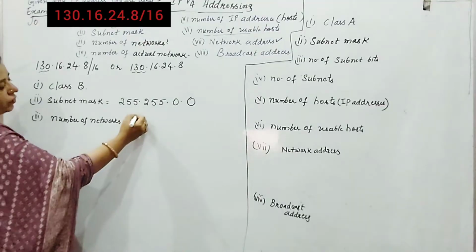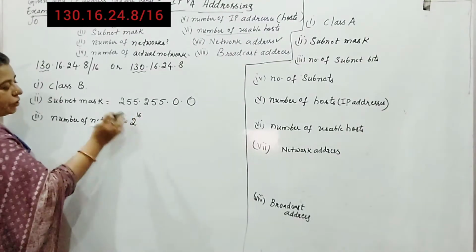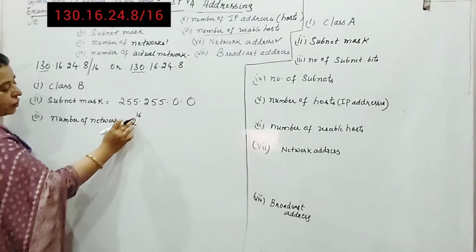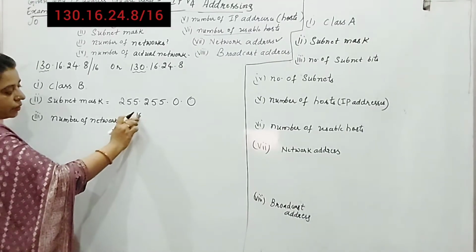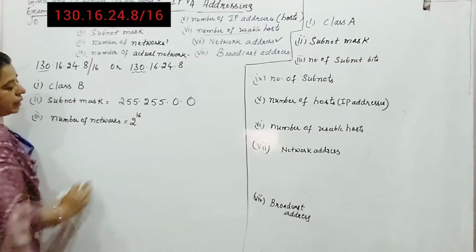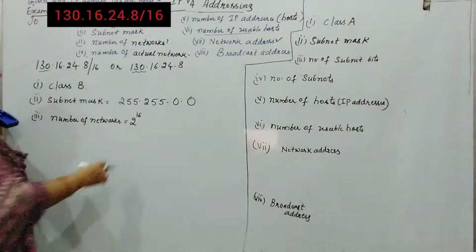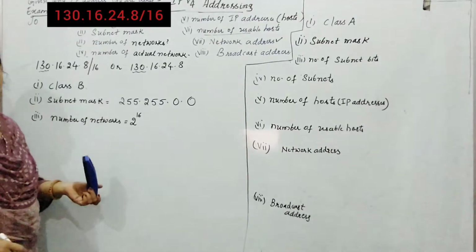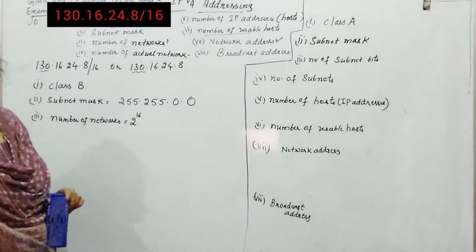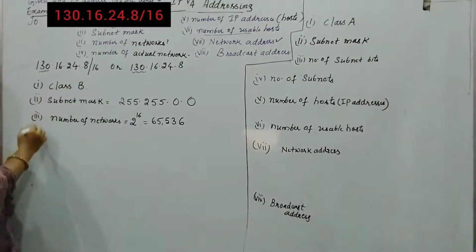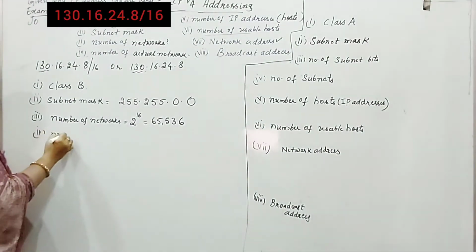2 to the power of 16. Always remember that you will get the number of networks by writing in terms of powers of 2, 2 to the power of what this value is representing. 16 is representing the network bits in class B addressing. 16 bits are representing the network bits in class B addressing. So you will be writing 2 to the power of 16. You are getting how much? 65,536 networks. Number of actual networks, how to find out?